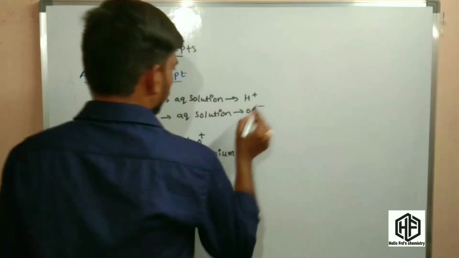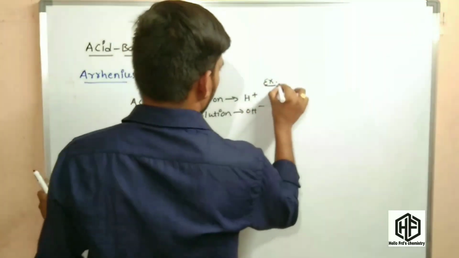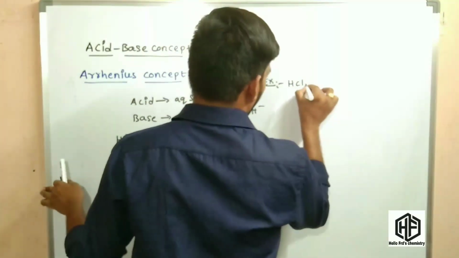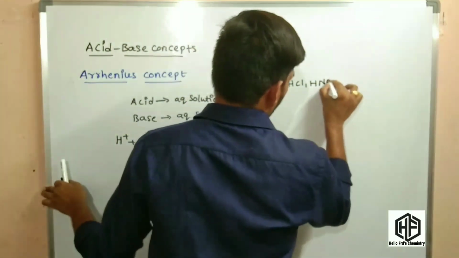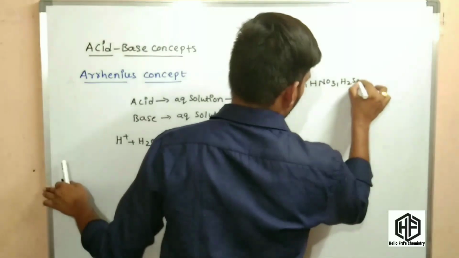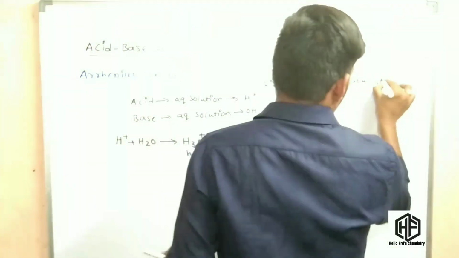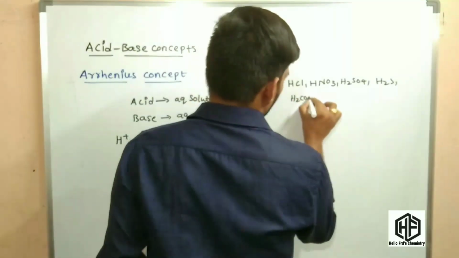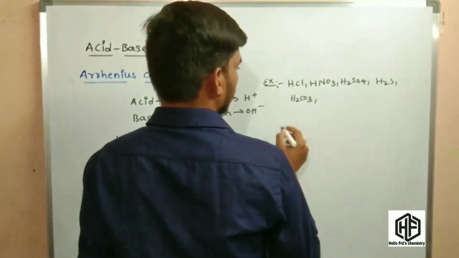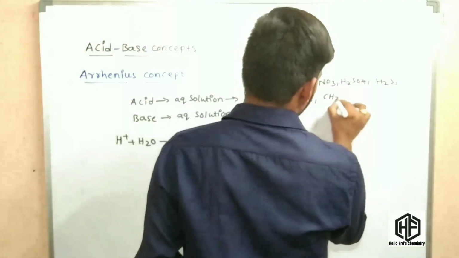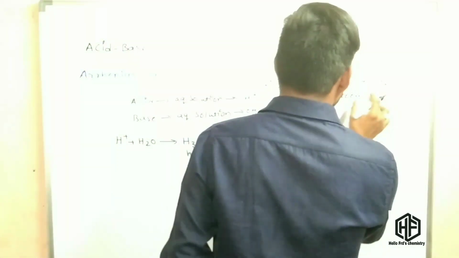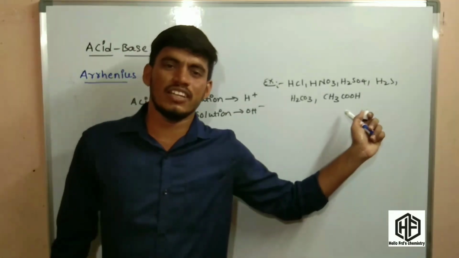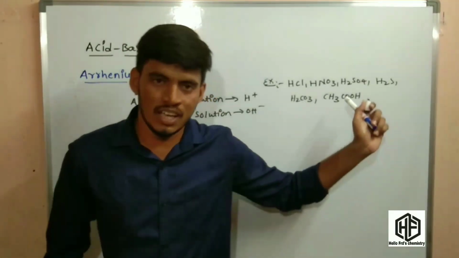Now what are the examples of acids? Friends, examples of acids are HCl, HNO3, H2SO4, H2S, H2CO3 (carbonic acid) and CH3COOH. When these substances are dissolved in aqueous solution, H plus ions are present. This is called an Arrhenius acid.